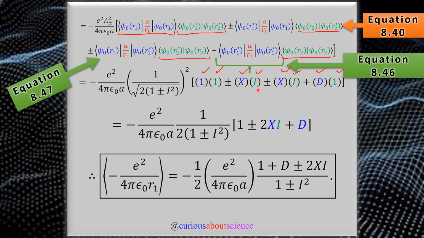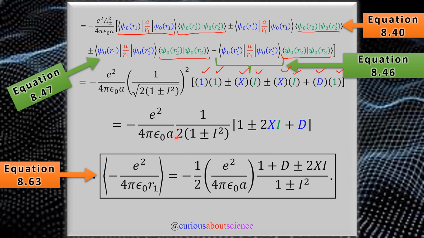Then we get 2 times I integrals here, so that just leaves us with the 2 right there. D times 1 gives us D, and then 1 times 1 gives us 1. So we're all good to go. And thus, we verify, as the problem wanted, that we get equation 8.63 in the form that they wanted.